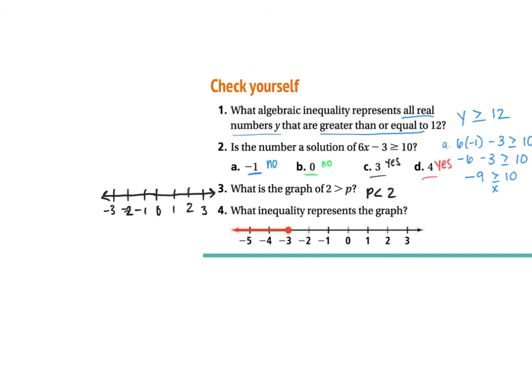Let's find 2. And that should be an open dot over 2. And then remember, P is going to be less than 2, or 2 is greater than P. So it has to be the shaded region, all of this to the left.